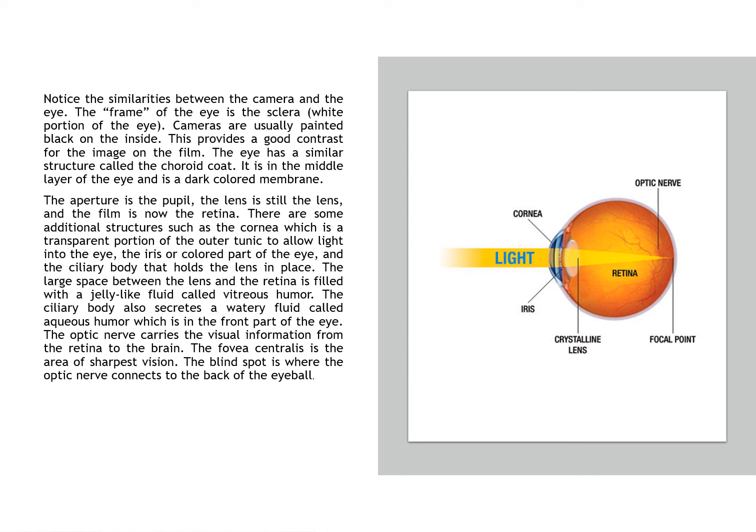The ciliary body also secretes a watery fluid called aqueous humor, which is in the front part of the eye. The optic nerve carries the visual information from the retina to the brain. The fovea centralis is the area of sharpest vision. The blind spot is where the optic nerve connects to the back of the eyeball.